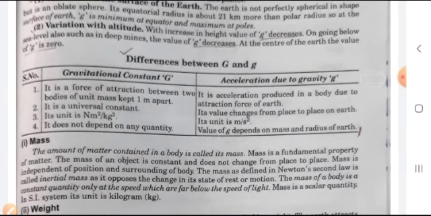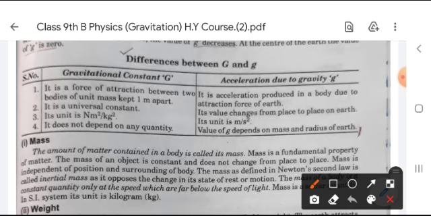The differences between capital G and small g are given here in 4 points. First, capital G is the force of attraction between two bodies kept 1 meter apart, whereas small g is the acceleration produced in a body due to the attraction force of earth. Gravitational constant G is a universal constant. Second point, the value of small g changes from place to place on earth. The unit of capital G is newton meter square per kilogram square. However, the unit of small g is meter per second square.